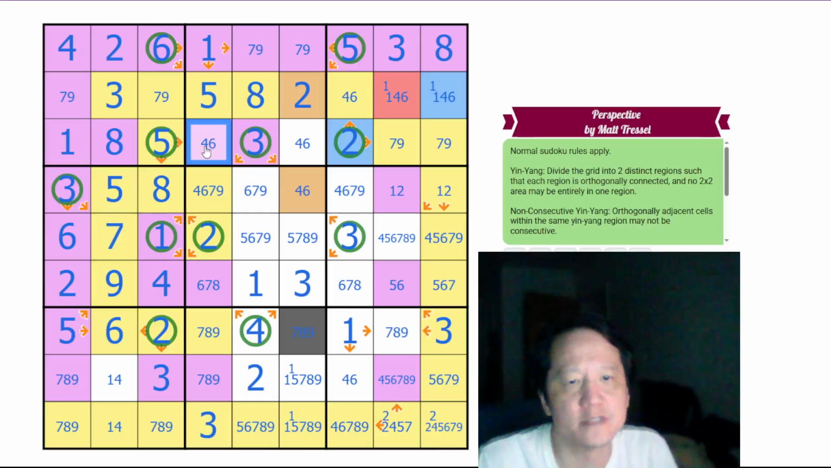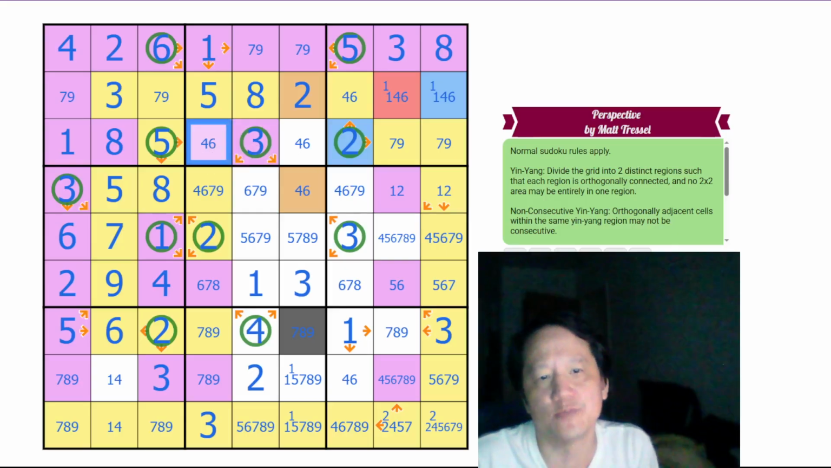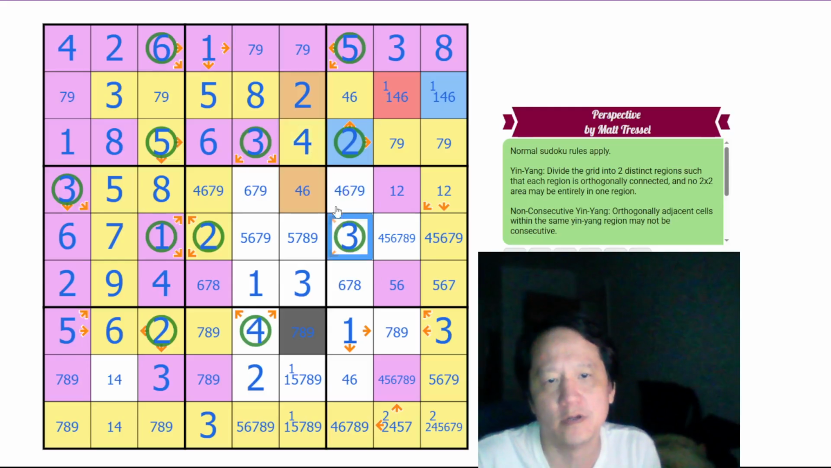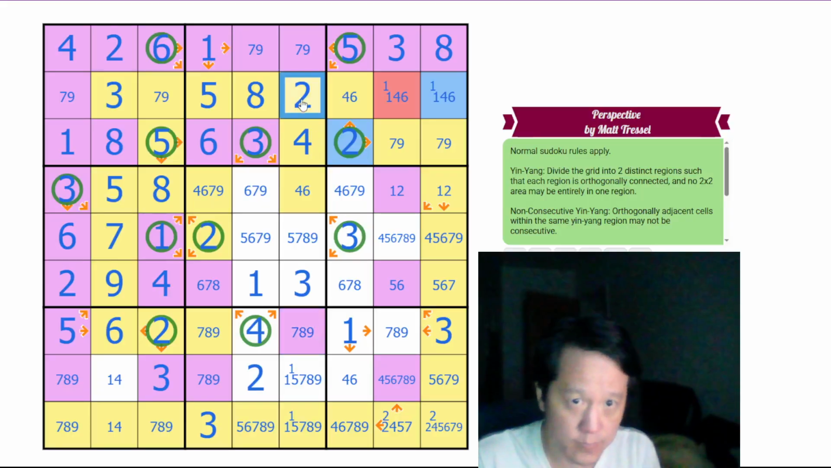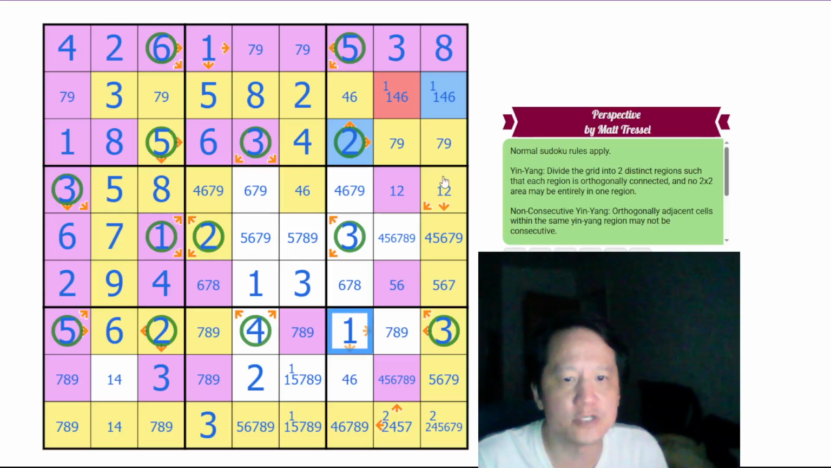3 cannot be consecutive with 4 in the same region, so this is 6, this is 4, this has to be yellow. So therefore, these are diagonal of yellow, so this cannot be pink. So orange has to be yellow, and dark has to be pink. So that satisfies that and the 3. So we just have these 3 pairs left.